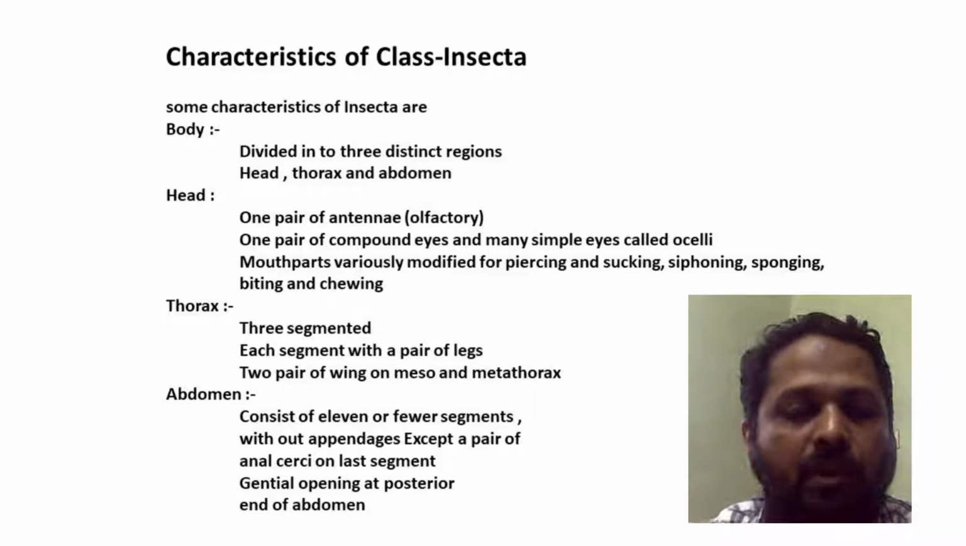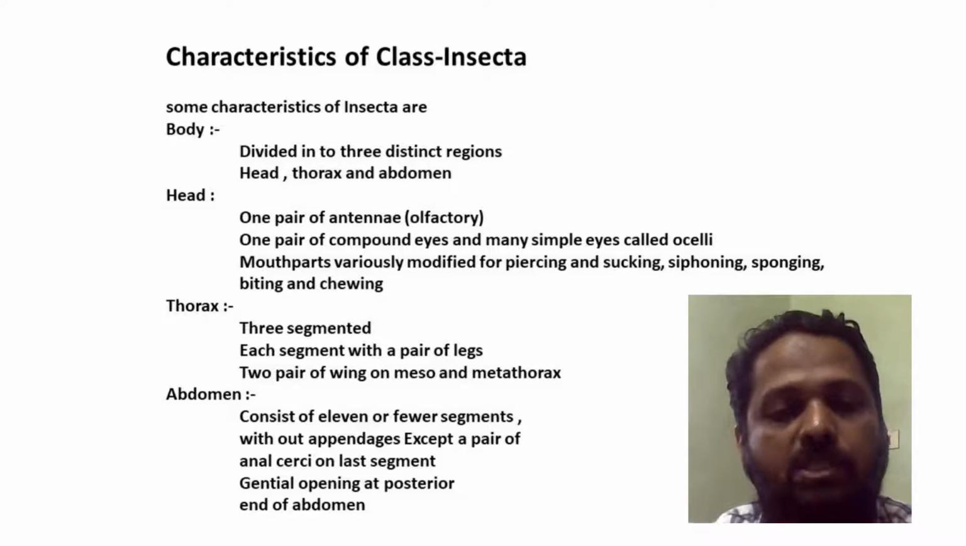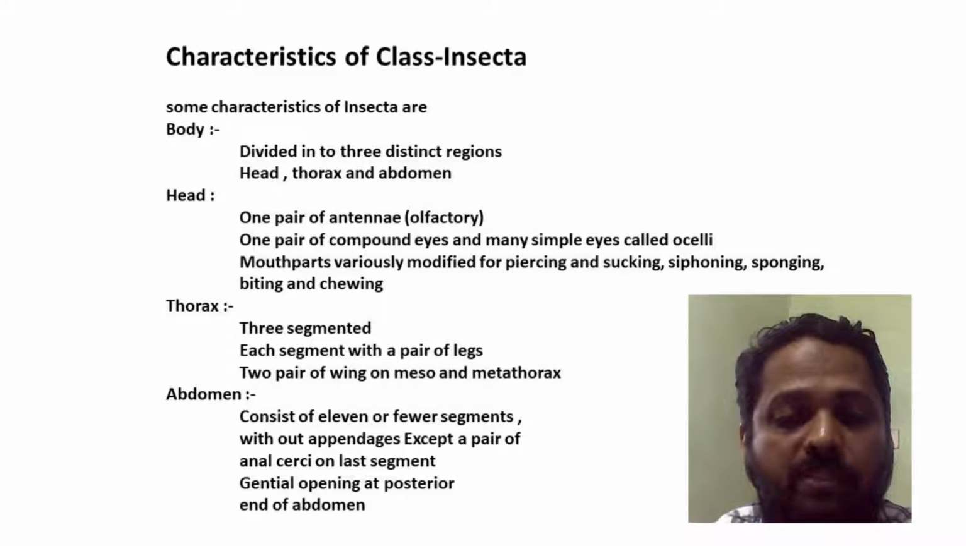The thorax is subdivided into three segments, each segment with a pair of legs, and two pairs of wings attached on the meso and metathorax regions. The abdomen consists of 11 or fewer segments, with appendages except a pair of anal cerci on the last segment. The genital openings are at the posterior end of the abdomen.